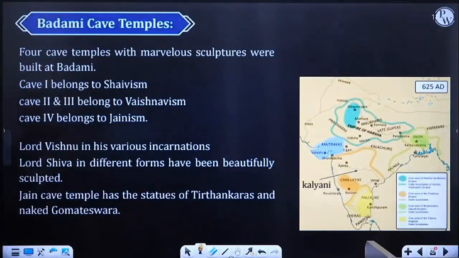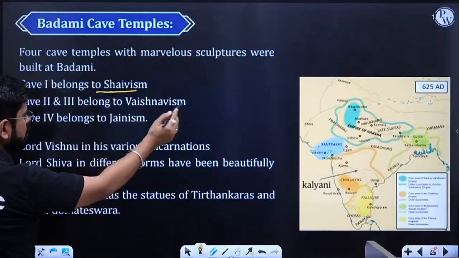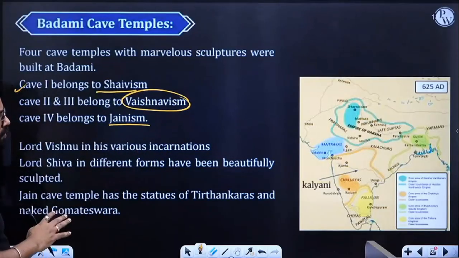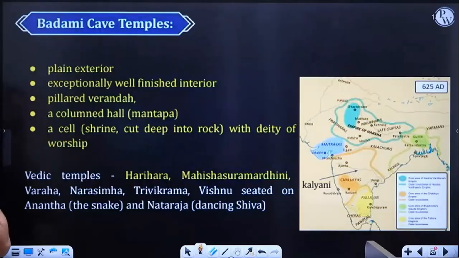Then later on, after the earliest phase, while we have grown into cave architecture, we find at Badami there are 4 caves. One is Shaivism, 2 caves belong to Vaishnavism, and 1 Jainism. No more Buddhism. The Shaivism, Vaishnavism, and Jainism. So again, same thing, same concept. From outside it will be very simple, but as you go inside, you find a lot of things.